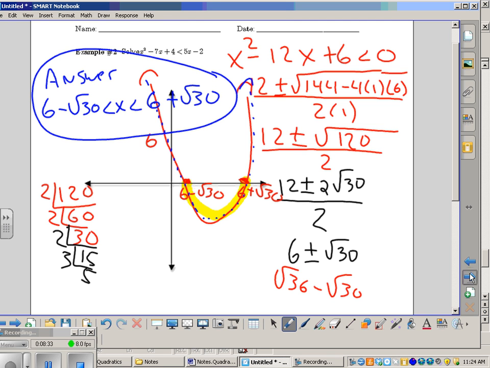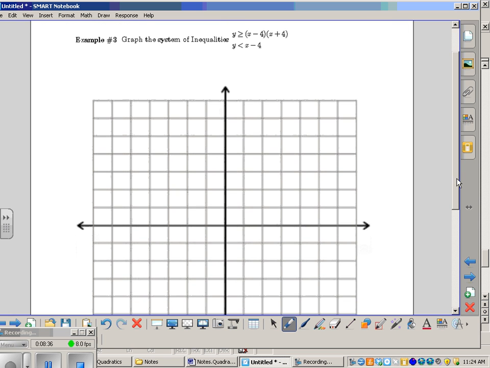All right, guys, let's go to the next one. Okay, here's the system of inequalities. Let's graph, being careful to realize this is a solid line and this is a dotted line. So y is less than x minus 4. Let's graph that one first because I'm a little more confident with a line. That's older material. The slope is positive 1. Okay, so let's make sure this one's a dotted line.